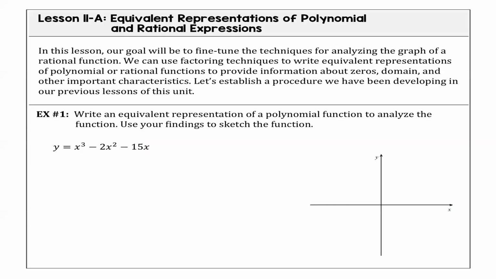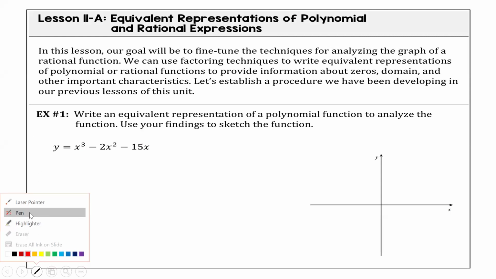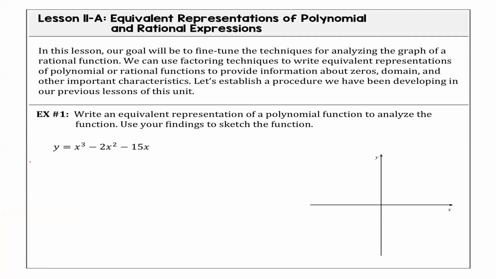So up first, we have x cubed minus 2x squared minus 15x. And we want to write an equivalent representation of this polynomial. What this is going to require is for us to remember our factoring techniques. The number one thing you should always start off with when you are factoring is finding the GCF. So we're going to start off asking ourselves, is there a GCF? And we're going to tell ourselves, yes, there is a GCF.